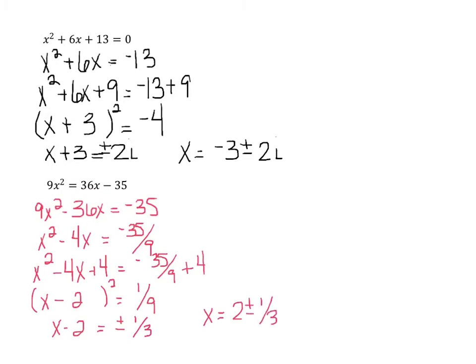So this is one of those cases that I want you to actually put these together. So 2 plus 1/3, that's 2 1/3, or we can write that as 7/3. 2 minus 1/3, that's 1 2/3, so we could write that as 5/3. And those are your answers.